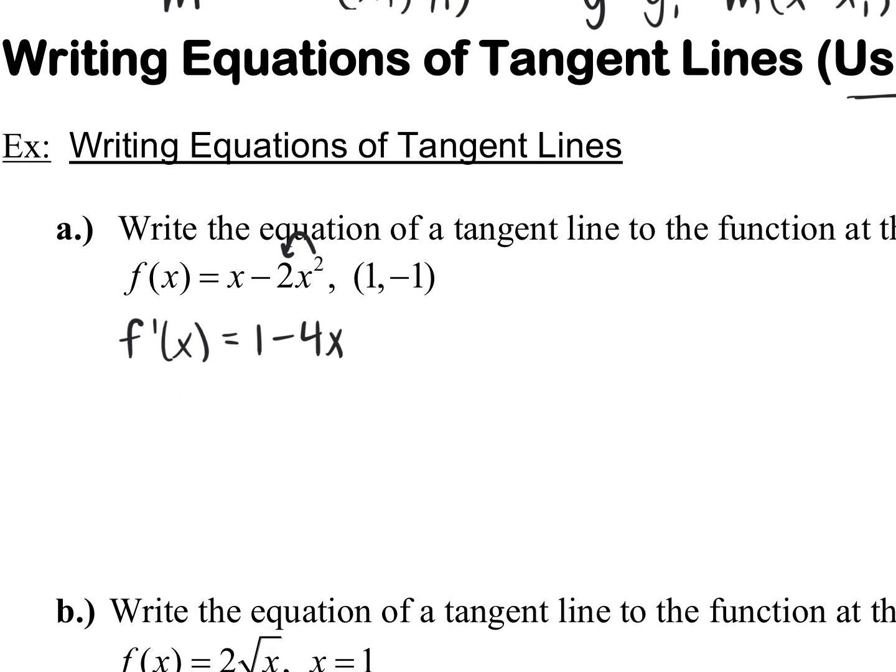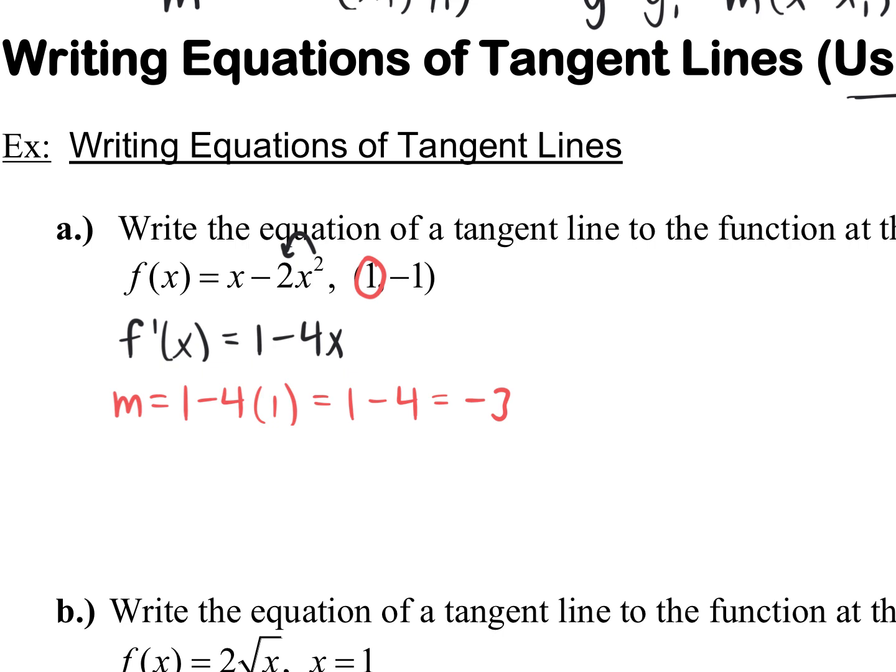Well, is that my slope at the point? No, that's the equation that I can use to plug in a value to find out what the slope is. So let's do that. To find my slope, I'm going to plug in 1, because that's my x value, into that function. So I've got 1 minus 4 times 1, which is negative 3. So I've got my slope, I've got a point.